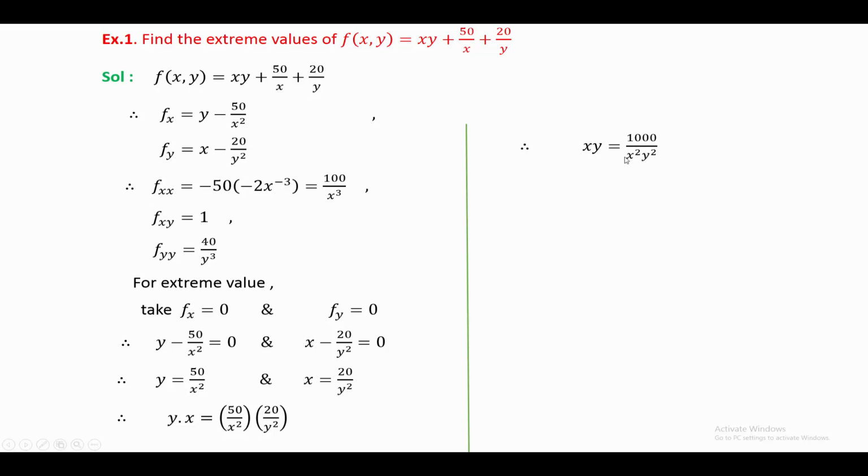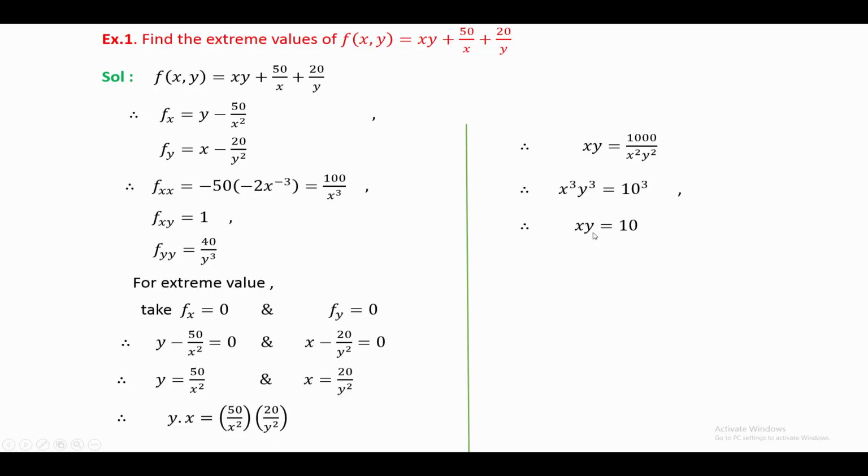Now cross multiply. xy times x²y² is x³y³, and 1000 is 10³. So x³y³ = 10³. Taking the cube root of both sides, we get xy = 10.